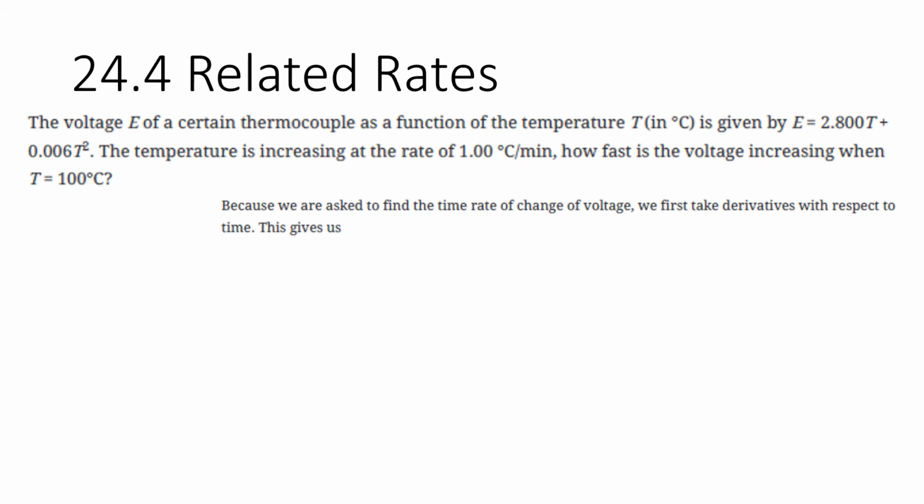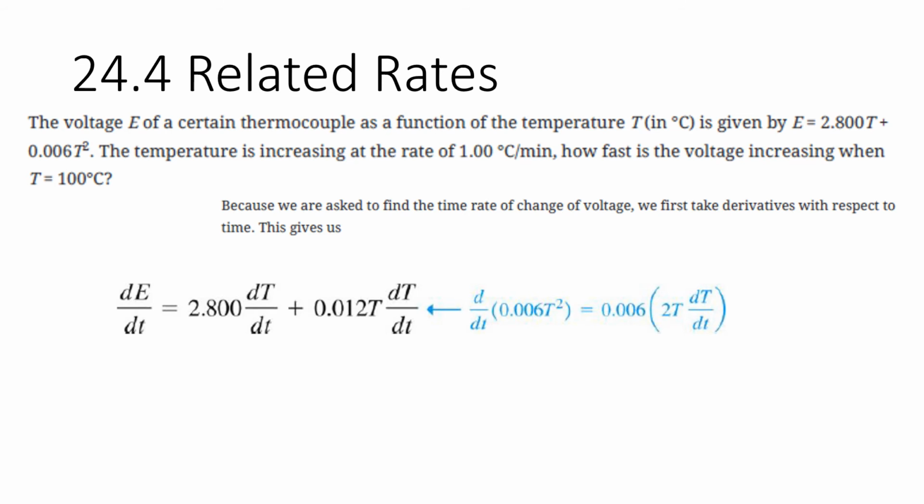Now let's say I've attached this thermocouple to some sort of a water heater, and that water heater has a temperature that's increasing at the rate of 1 degree Celsius per minute. I want to know how fast is the voltage increasing when the temperature is at 100 degrees Celsius. So because we're asked to find the rate of change of voltage over time, I have to take the derivative over time. So that gives us this formula.